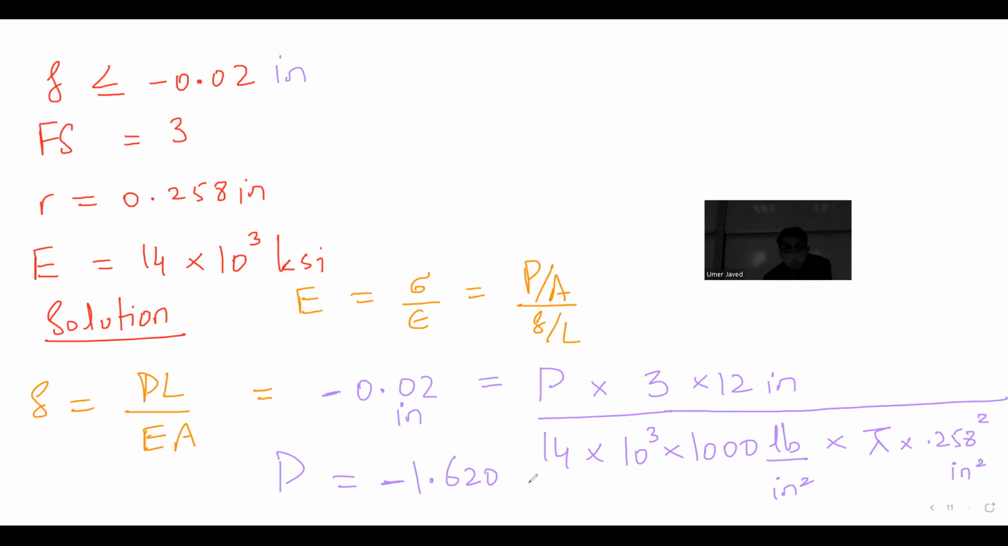1.620 kilopounds? 0.002. Really? If I do 0.002, then I will get this. Okay, so I will do 0.002. Please double check. You definitely need to double check. Six minutes we have. We will get this answer if we take 0.02. If we take 0.002, then we will get 0.1. Okay, so which one to take? For 0.02, is this correct?